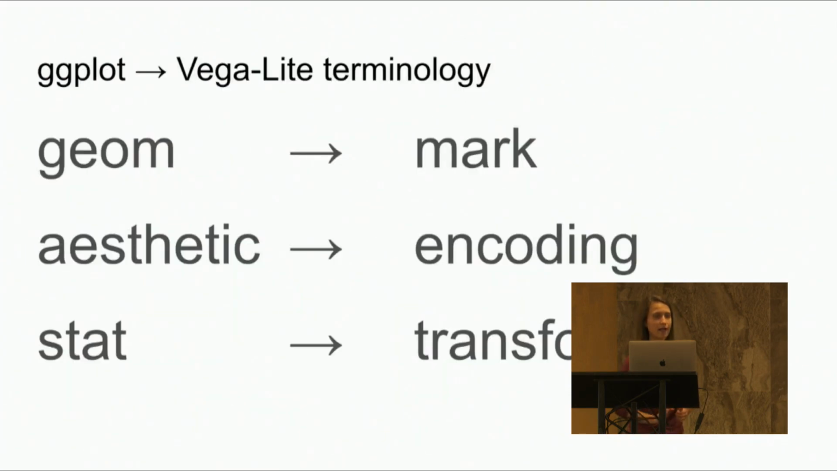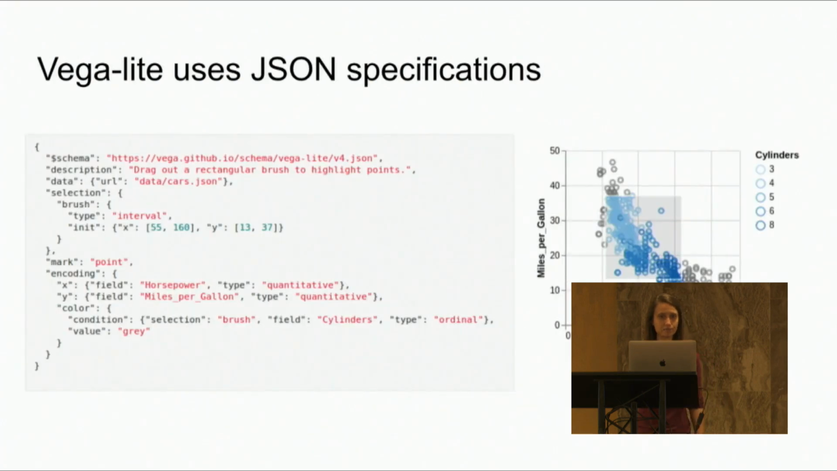I'll be using some terms in this talk, so just a quick ggplot to Vega-Lite terminology translation. I imagine more of you are familiar with ggplot than Vega-Lite. In ggplot, where you'd talk about a geom, that's a mark, an aesthetic is an encoding, a stat is a transform. But it has a lot of the same underlying concepts. Vega-Lite is in JavaScript, and it uses a JSON specification to tell the plot what to draw, what should be the mark, what should be the encoding, and so on.